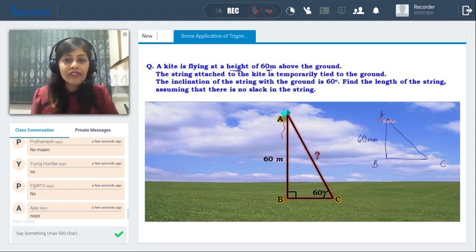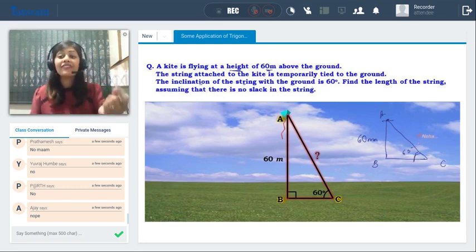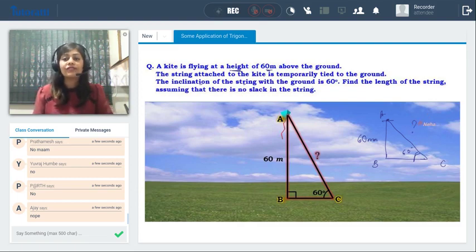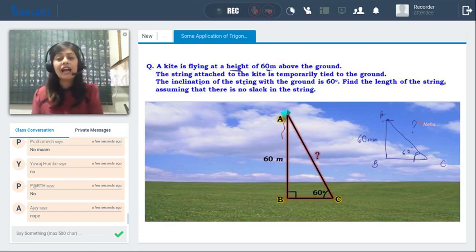And what do we have to find? Inclination of the string with the ground. AC is the string, its inclination with the ground theta is 60 degrees, and we have to find the length of the string. We need to find AC. Yes, is that understood? I would request you all not to look at the diagram even if it's given out here, because we're going to understand from scratch how to draw it. You don't have to worry about anything. We'll see how to go about it from the start of the sum.